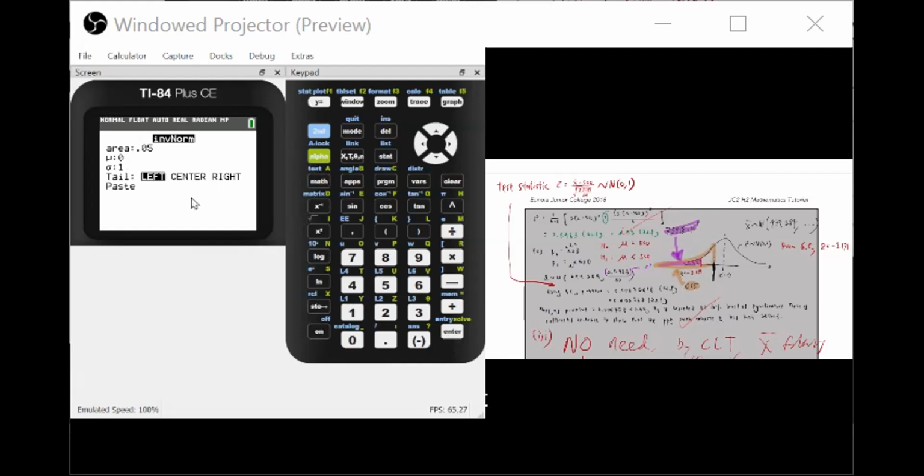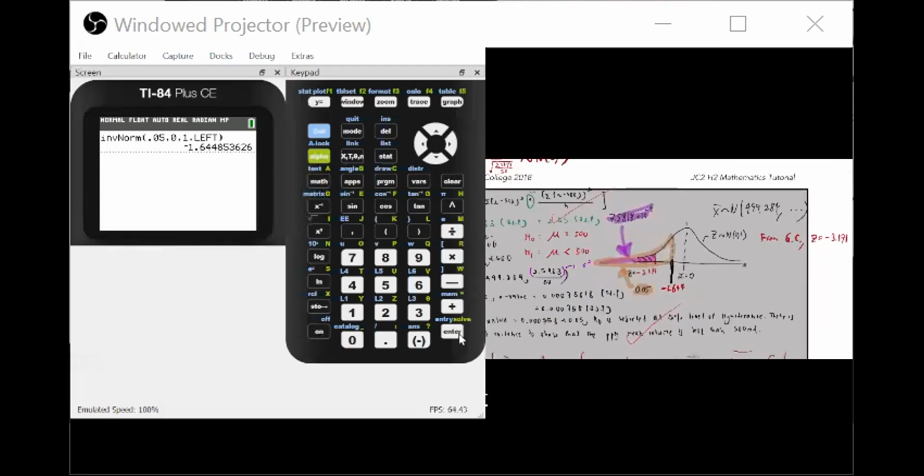Okay, then left tail. Yeah, left tail. Select left. Then you press enter. I mean, just paste. And then you get the negative 1.64. That makes more sense. Okay. Negative 1.644. Then from here, how to present the presentation for method 1.